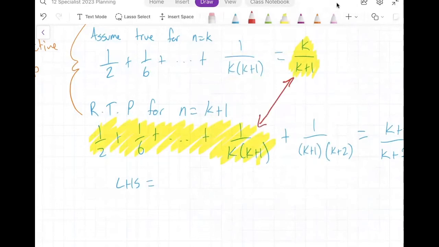substitute these two terms for each other. In other words, k terms is equal to k divided by k plus 1. So I can put k over k plus 1 in place of my big summation line here and get k divided by k plus 1 plus my k plus 1th term, which is 1 over k plus 1, k plus 2. That is what my left-hand side is going to equal.